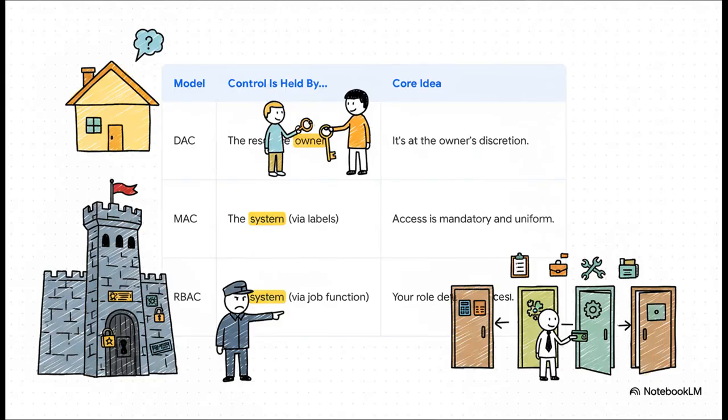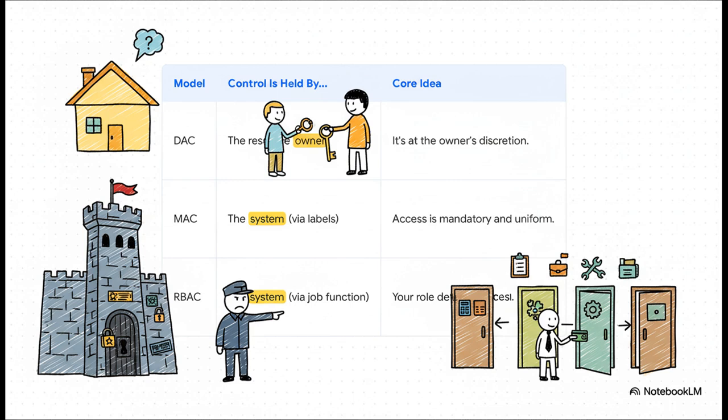Okay, let's break these three down. First, you've got discretionary access control, or DAC. Here, the person who owns the thing is in charge. It's just like giving a copy of your house key to a friend. It's super flexible, but it's also kind of risky. If the owner makes a mistake, sensitive data can leak.